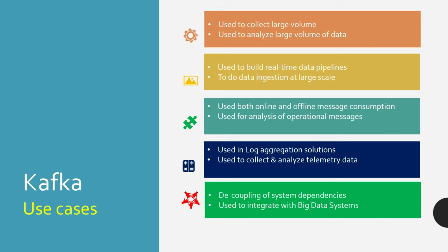First, Kafka is used to collect large volumes of data for processing. It is used to analyze large volumes of data such as feeds from financial market data, feeds from social media, and many more. Second, it is used to build real-time data pipelines for analysis. Examples include market trends due to a big announcement by a finance ministry or a reaction of investors due to a budgetary announcement by the government.